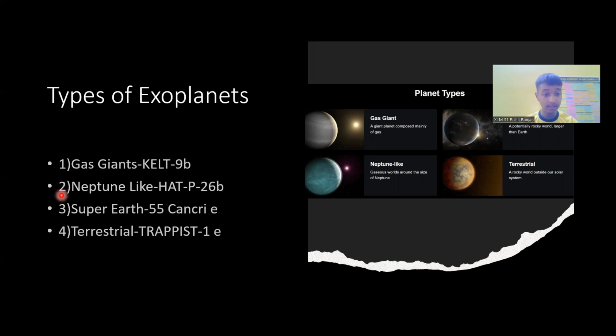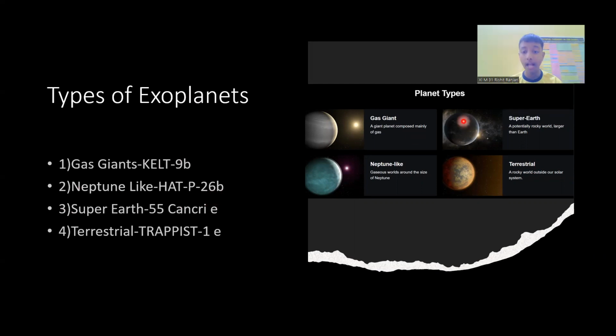Now the second kind is Neptune-like. One of the examples is HAT-P-26b. Here we can see that Neptune-likes are the gaseous worlds around the size of Neptune. So they have a similar size to Uranus and Neptune, and they are gaseous worlds just like Uranus and Neptune.